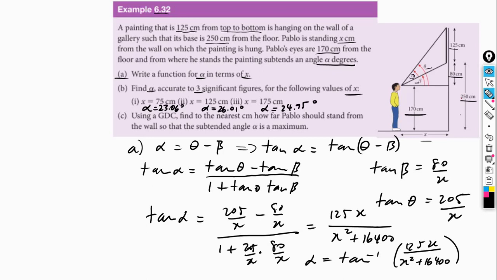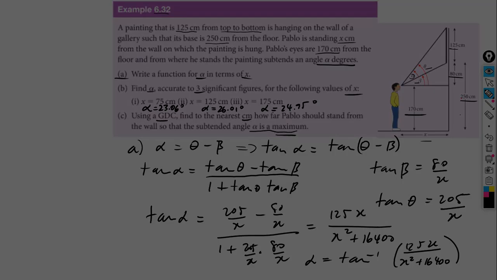And for the last one, if you plug in 175 for x, you're going to get that alpha is equal to 24.95 degrees. For part C, it says, using a GDC, find to the nearest centimeter how far Pablo should stand from the wall so that the subtended angle alpha is a maximum.